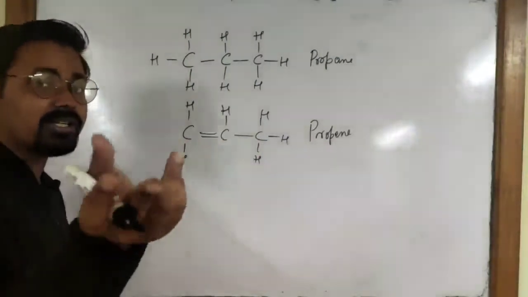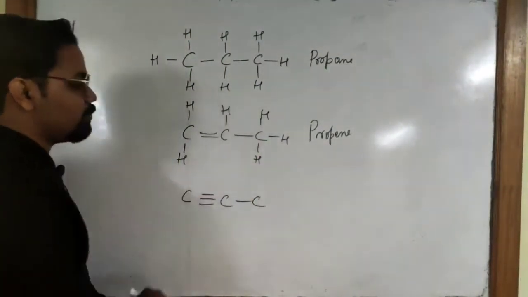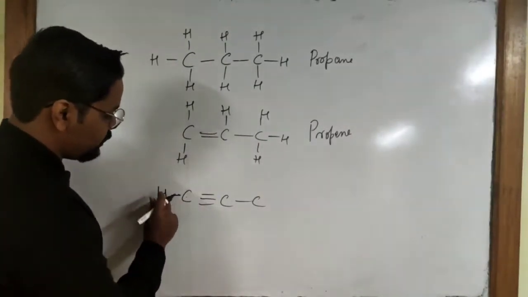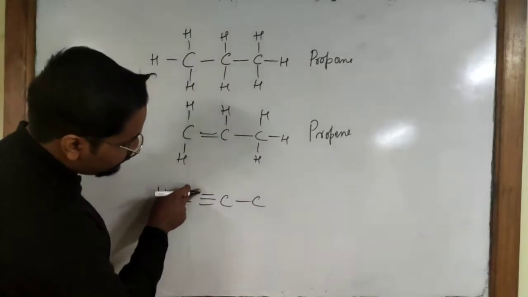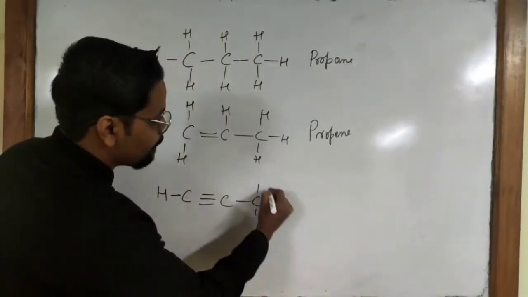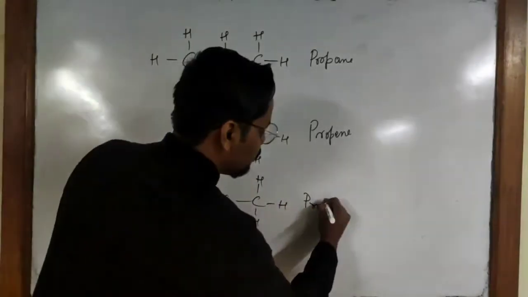If I look into a triple bond structure, carbon triple bonded to carbon. So this has 3 arms already here. So let's add 1 hydrogen. So it is now 4. This carbon already has 1, 2, 3, 4. So all arms are filled. This carbon is 1, 2, 3. Its name is propyne.